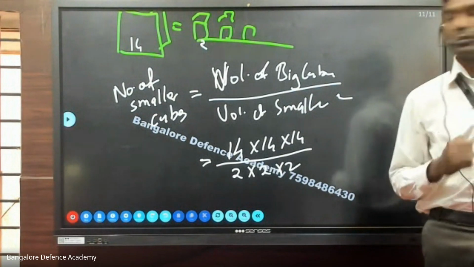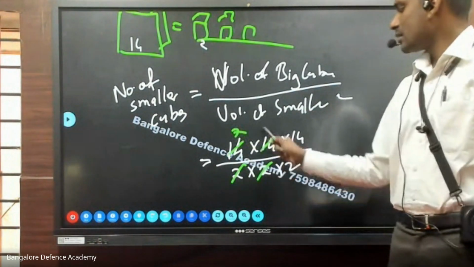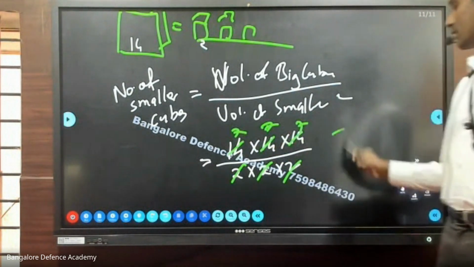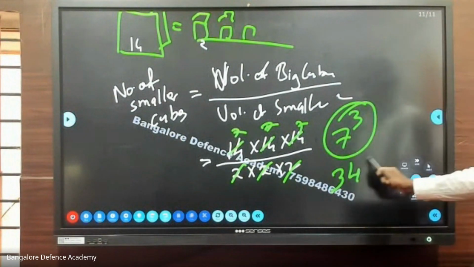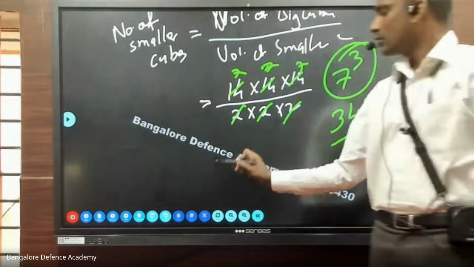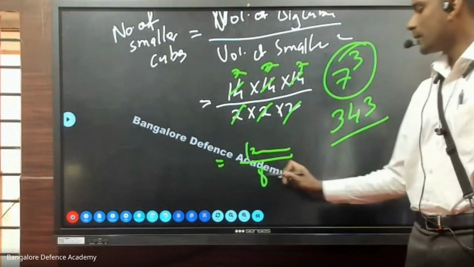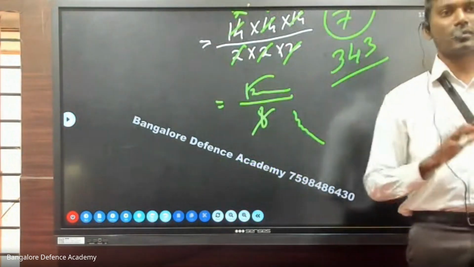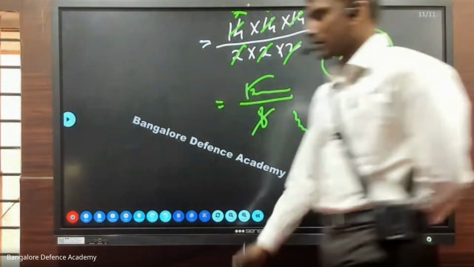You wasted your time. Look at this. 2 ones are 2, 2 sevens are 14, so it reduces to 7 into 7 into 7. They are asking what is the value of 7 cube. What is the answer? 343. That's it. Otherwise what will you do? You will find the cube of 14 and get some big number, then the cube of 2 is 8, and again reduce it. If you spend time that way, you will waste it on math. Keep it easy, simple. 343 is the answer. You got it?